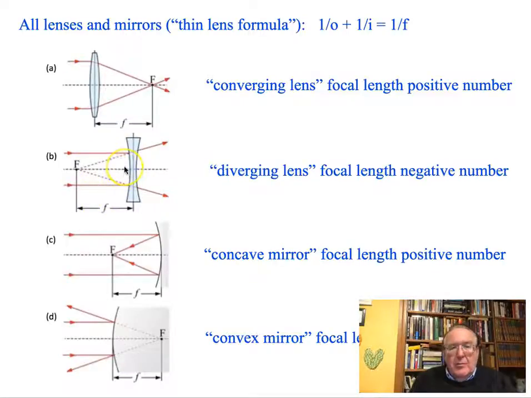So this might, for example, be minus 10 centimeters. Whereas for the converging lens, the focal length would be plus 10 centimeters. And that makes a difference when you put it into the thin lens formula here.